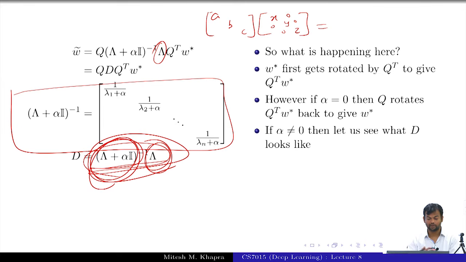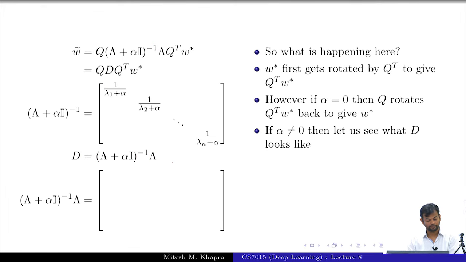Now can you say what this product would look like, if you can actually make out? It would be a diagonal matrix. And what would the diagonal elements be? Is it fine with everyone now? Okay? Is it okay? Fine.